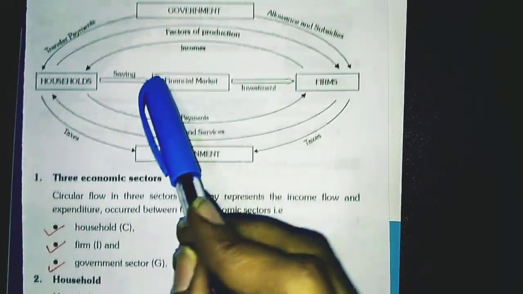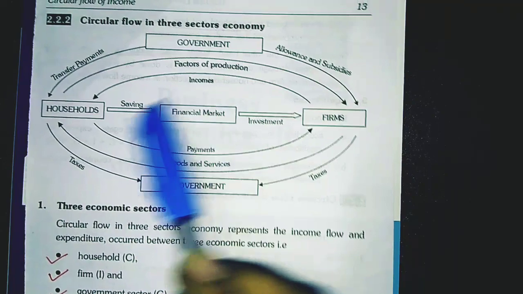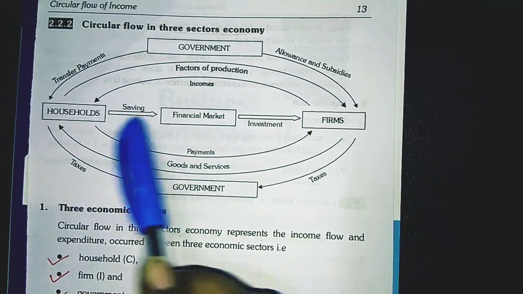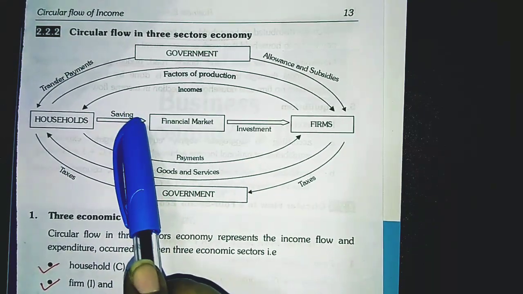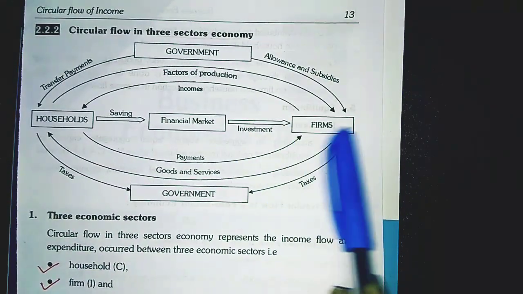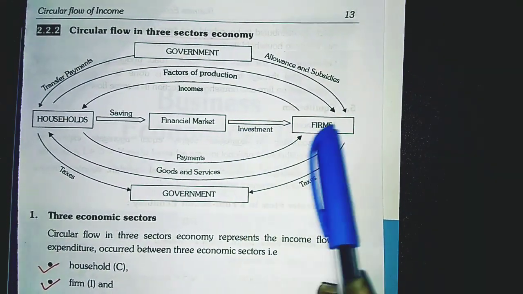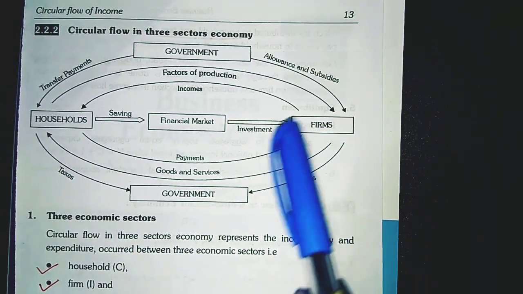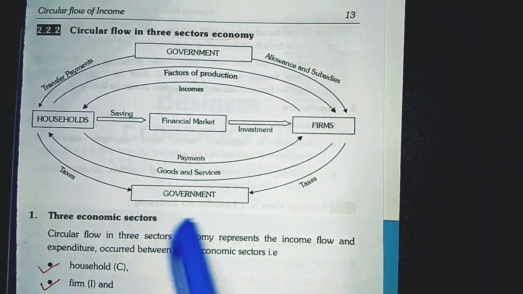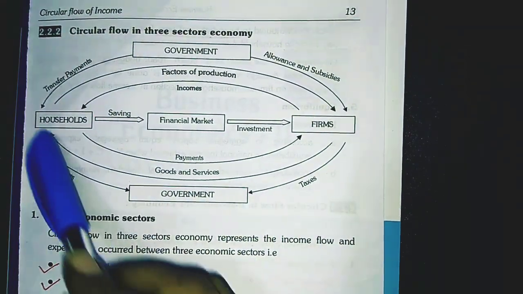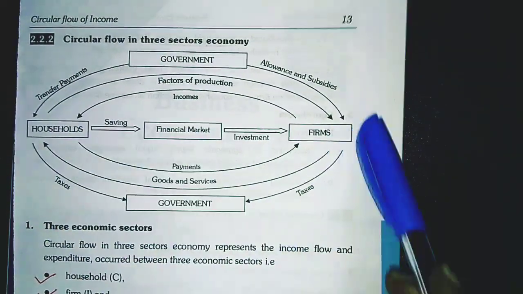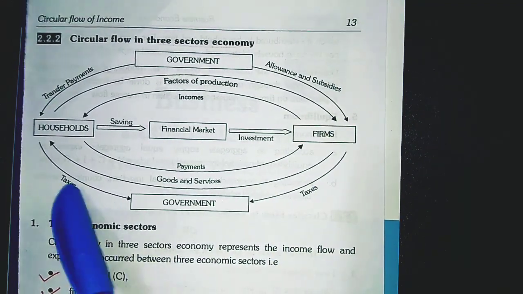Now, what is the role of these financial markets? Financial markets are accepting the savings from the household sector, and the same money they are transferring to the firm for their business activities. Now, what is the role of the government? The fourth point is government. Government collects the taxes from the household as well as from the firm.